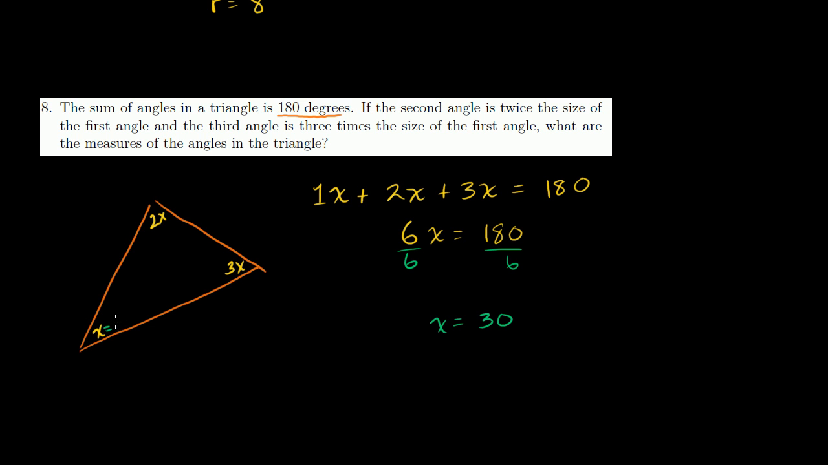So this angle right here is 30. This angle right here is 2 times that, right? It's 2x. So this angle right here is 60. And this angle right here is 3 times that, which is equal to 90. So let's see if this meets our requirements. This is a 30, 60, 90. They definitely add up to 180. 30 plus 60 is 90, plus 90 is 180. And then if we look at the requirements, the second angle is twice the size of the first. Right, 60 is twice 30. And the third angle is 3 times the size of the first. 90 is 3 times 30. So it all worked out.